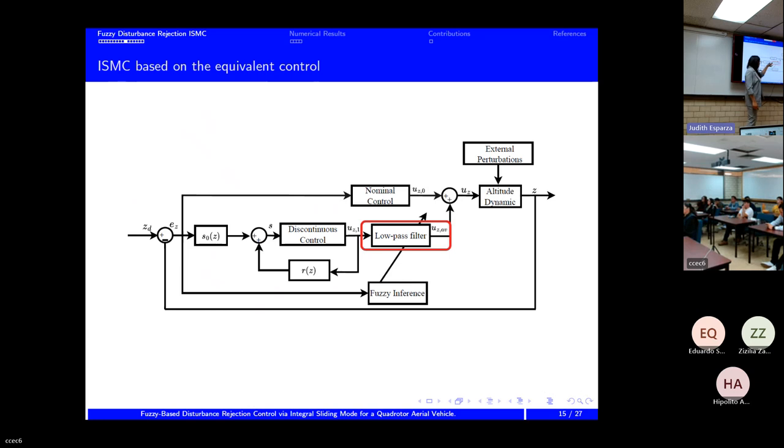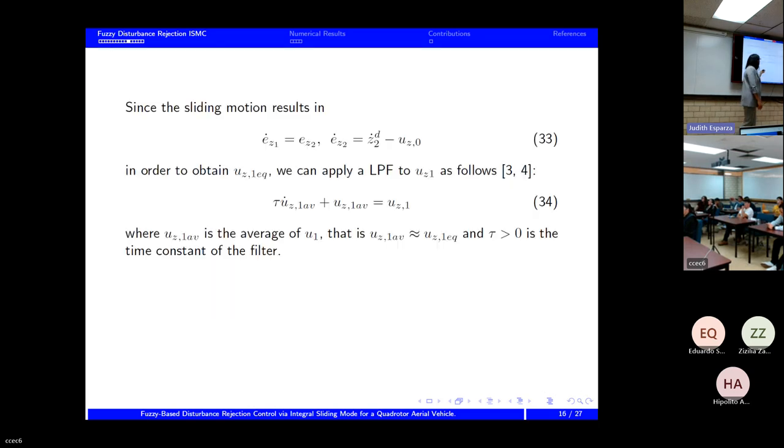Now, once we have the control signal, we pass it through a low-pass filter, and we are going to have our equivalent control. So in 33, you can see the result of our sliding motion. And in 34, we have the U sub C equivalent with the low-pass filter being applied. But here the problem is that the time constant of the low-pass filter is not adapted.